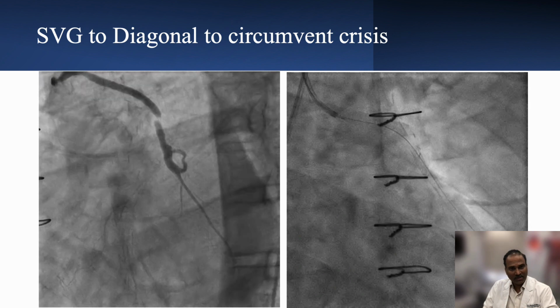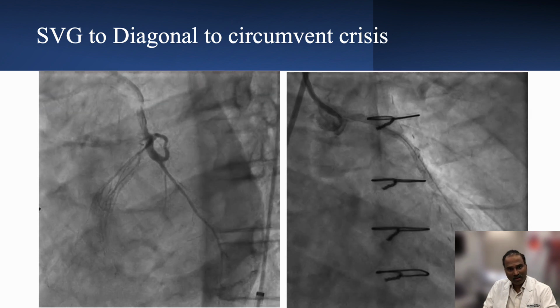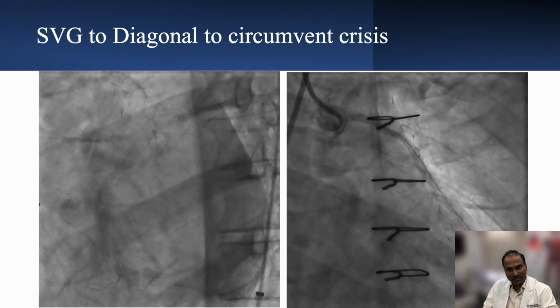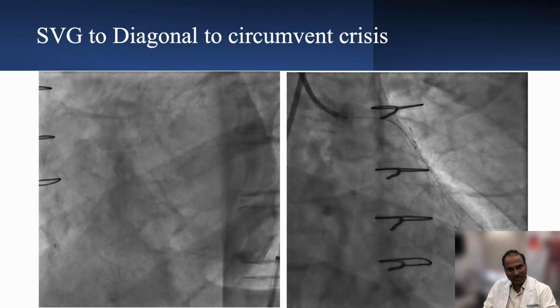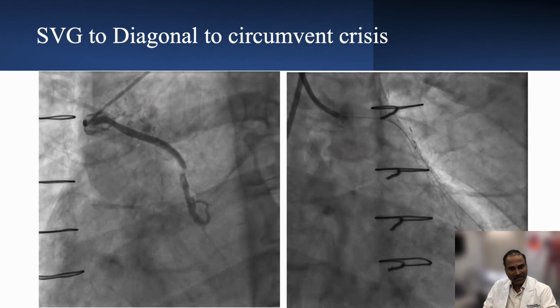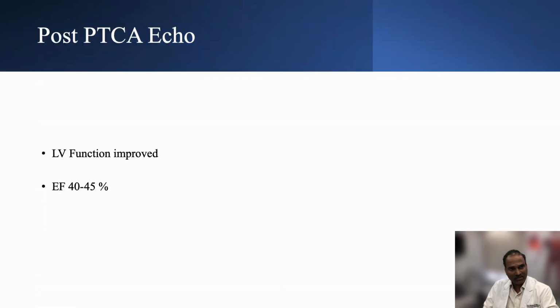So we immediately fixed this SVG to LAD lesion with 2 stents, without even a filter, with IVUS guidance, and after that his LV function improved and the EF became 40-45% in the next 6 weeks to 3 months.